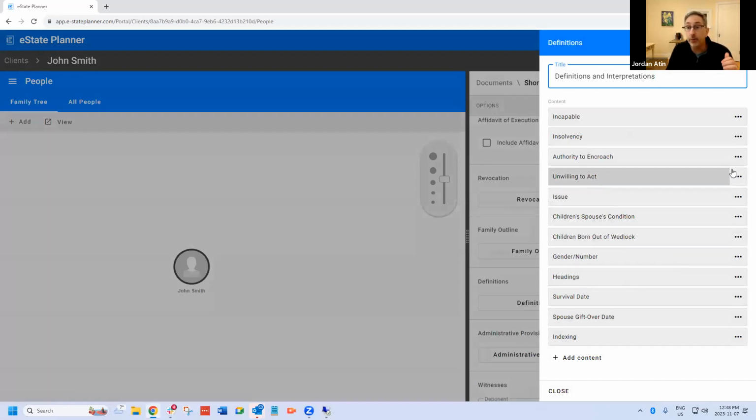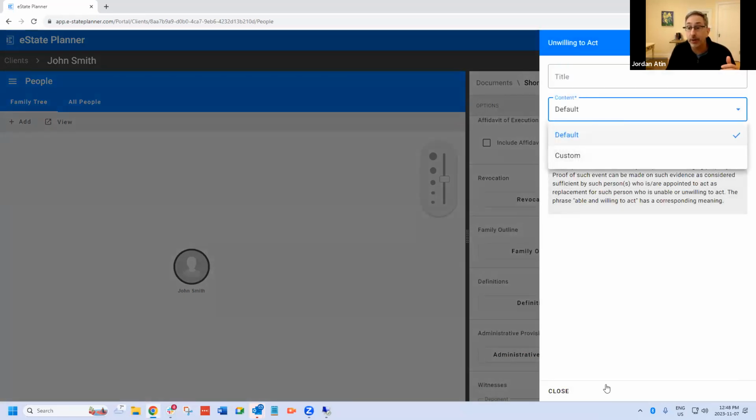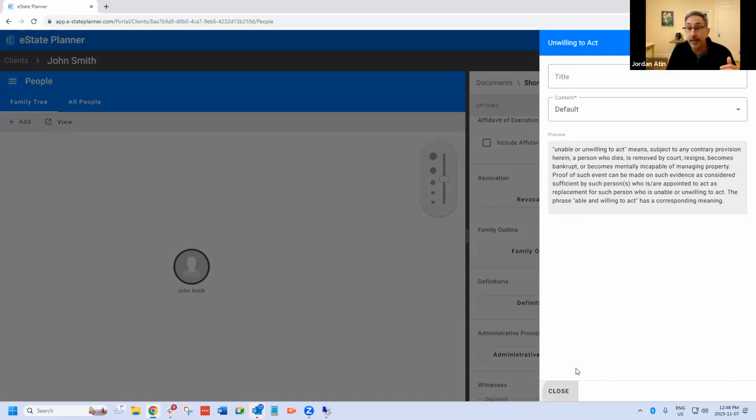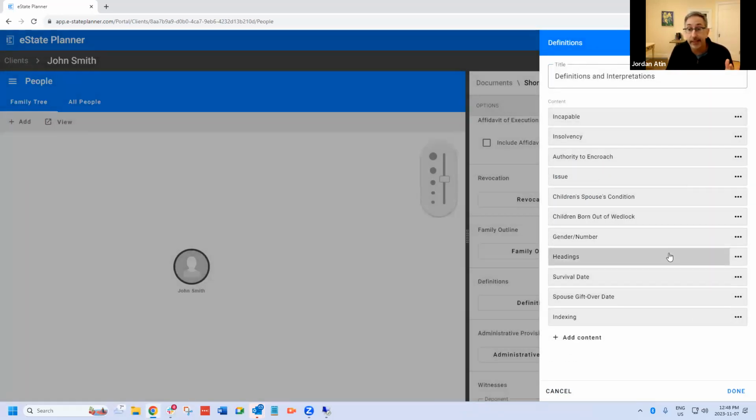So for example, for this very client, I do not want to include the definition of unwilling to act. Okay, I just don't want it, or I want a custom one. Then I can deal with that. I can exclude that for this particular client, and it won't appear. I don't want the children born out of wedlock for this client. I can exclude it, and it won't appear.